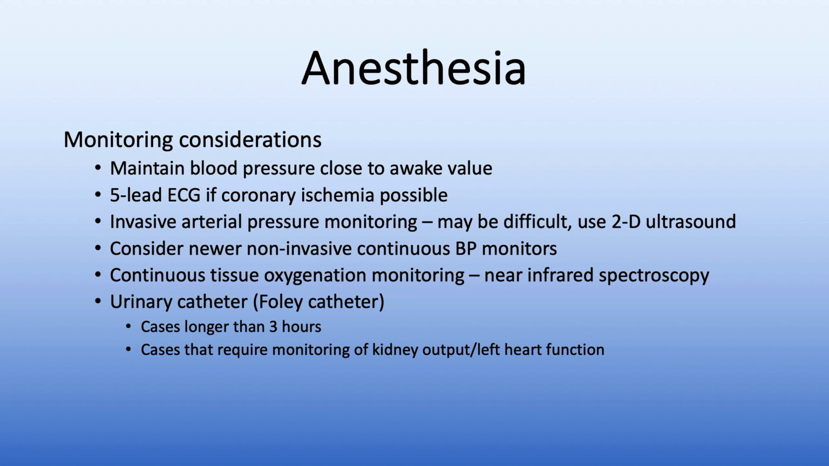We like to use continuous tissue oxygenation monitoring, or NIRS, near-infrared spectroscopy. It tells us how much oxygen is going to various tissues, with patches that are placed on the skin. And then Foley catheters give us an idea of how the kidneys are being perfused by measuring urine output.